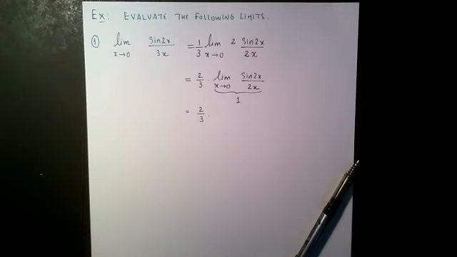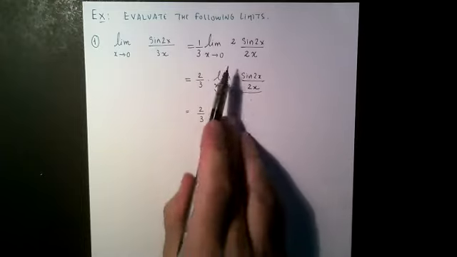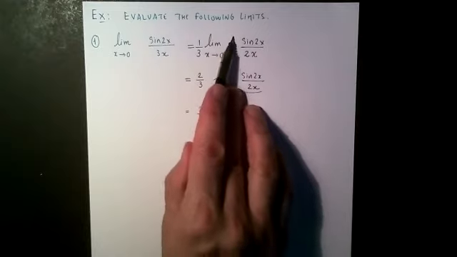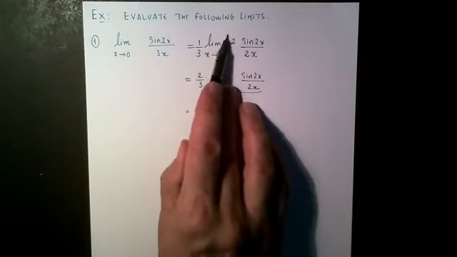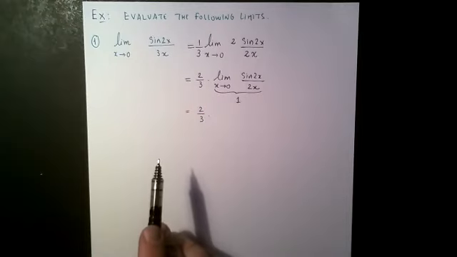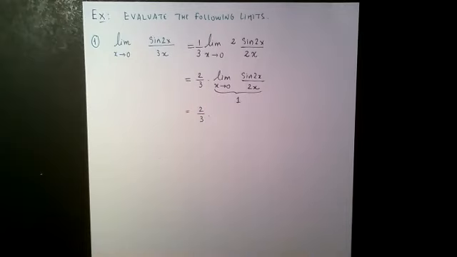Sir, I didn't understand the part where you took out the 2. Could you explain it again, please? From here to here? Well, this 2 does not depend on x, so I could just pull it out. That's all I did. I factored it outside the limit. You could do that. Does that answer your question? Yes. Okay.